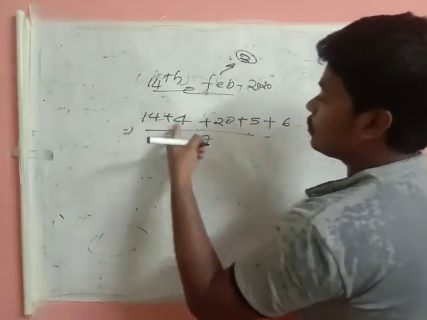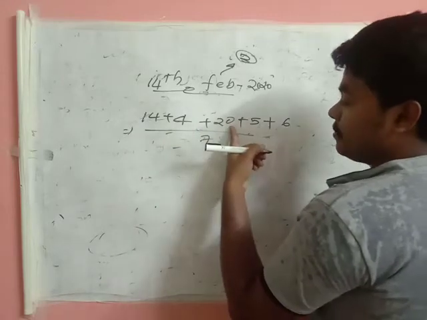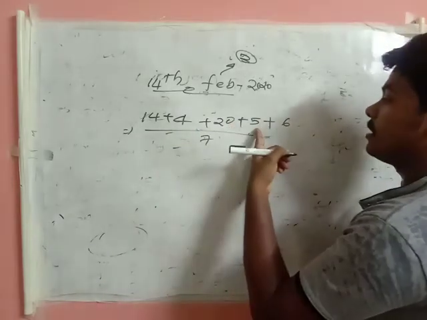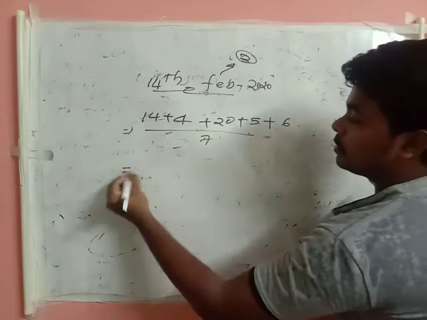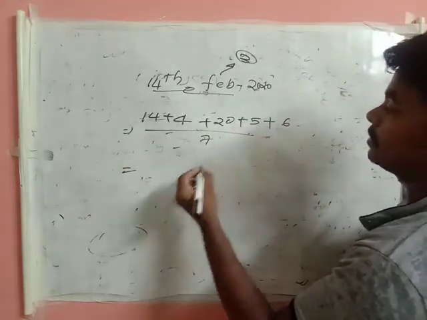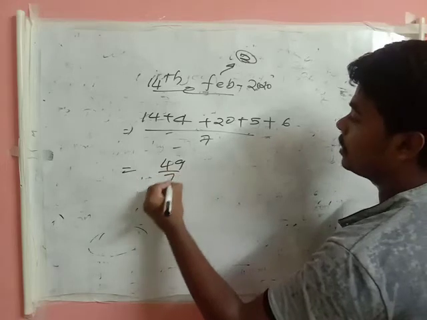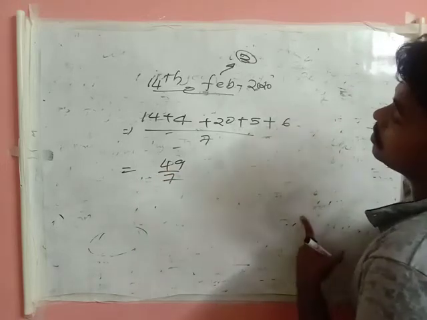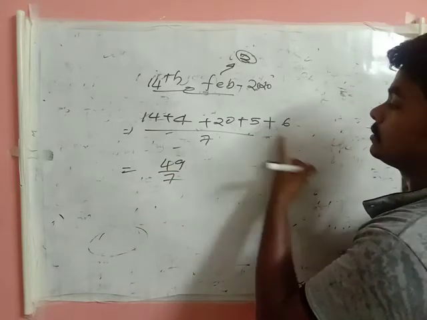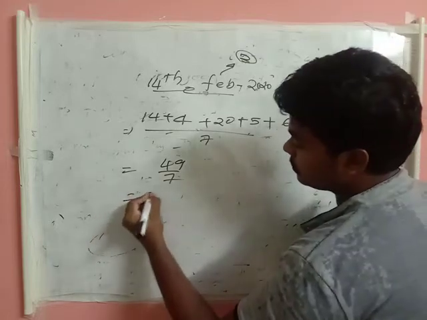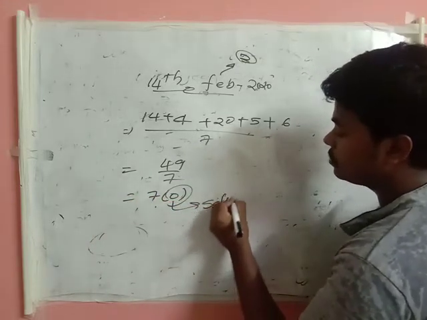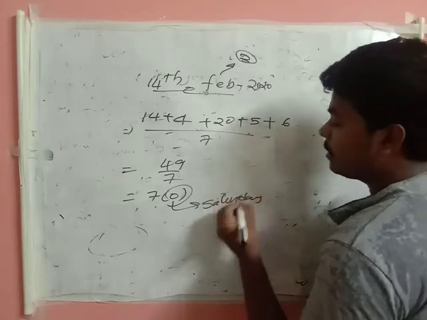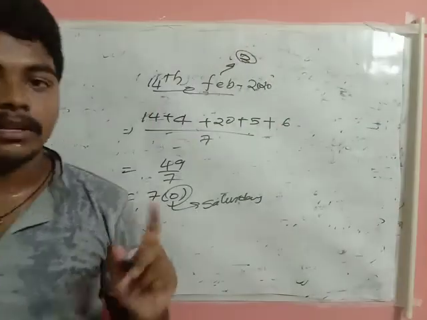So 14 plus 4 is 18, 18 plus 20 is 38, 38 plus 5 is 43, 43 plus 6 is 49. You will be getting 49 by 7, right? 7 sevens are 49, so the remainder is 0. So 0 is the code for Saturday. So we celebrated Valentine's Day on Saturday in 2020, right?